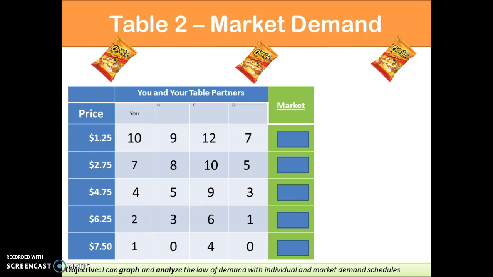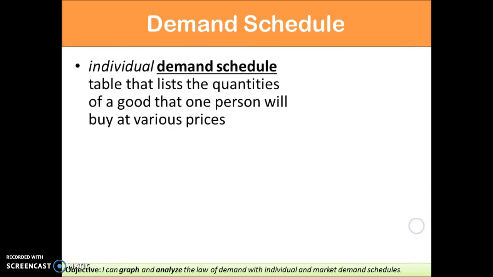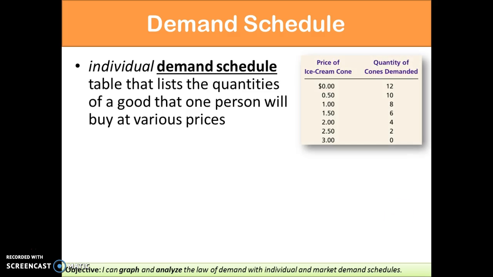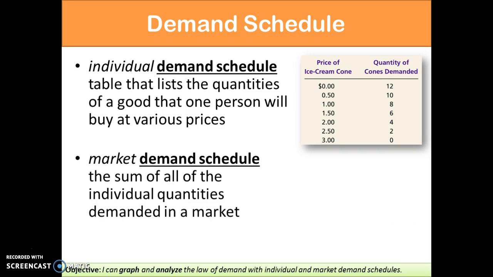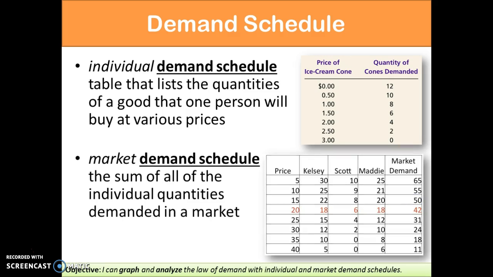In table 2 then, we can continue this, and if we insert the data that we had from table 1 in the first column, and then we gather information from classmates, and then we add those numbers across, and in the last column here we can label that market. This is on your do now as well. You add those columns across, and you're going to have a new set of data, and we're going to call this a market demand schedule. And so a demand schedule is a table that lists the quantities of a good that one person will buy at various prices. And you can have either an individual demand schedule, like your table 1, or you can have a market demand schedule, like your table 2.